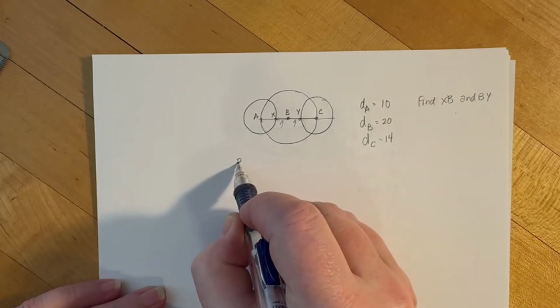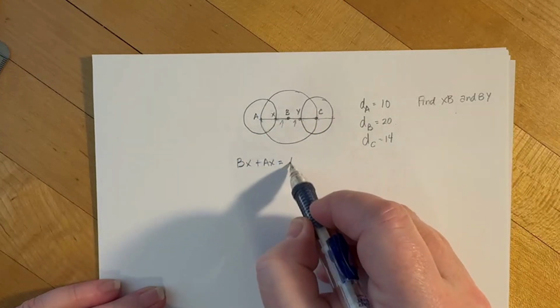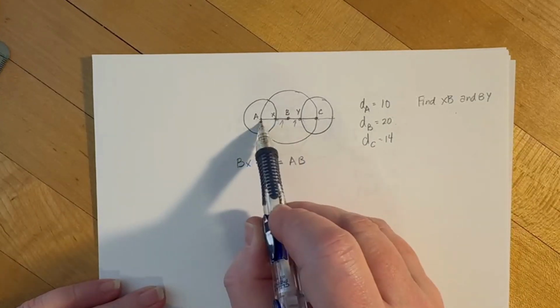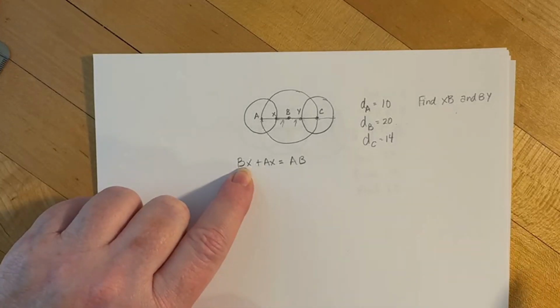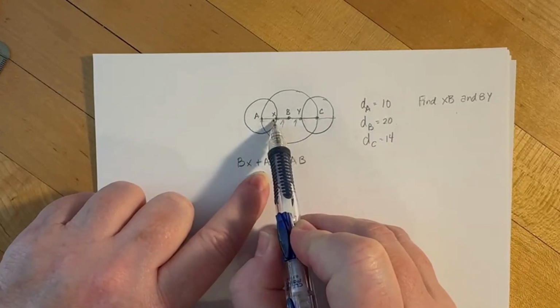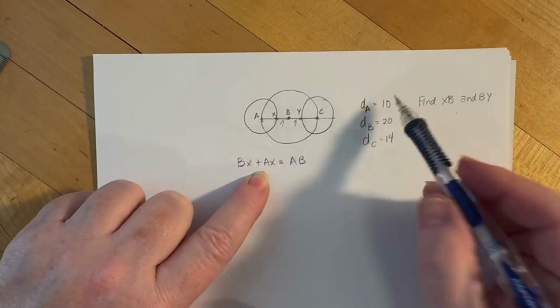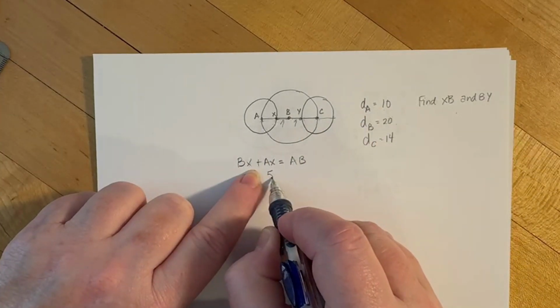So I can say that BX plus AX is equal to AB. Right? So AX plus BX is AB. That's, you probably learned it as the segment addition postulate. Okay. And I'm trying to find BX. Now, let's figure out what AX is. Well, AX appears to be a radius of circle A, and we know the radius is half the diameter. So this is actually 5.